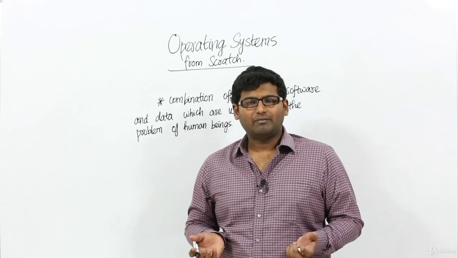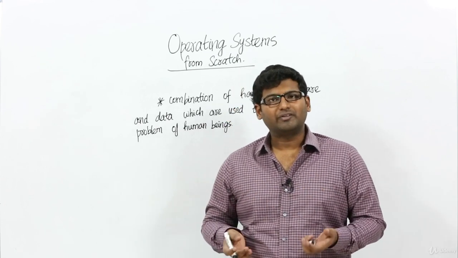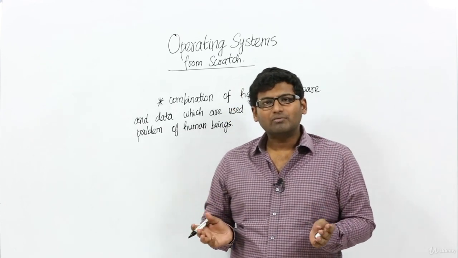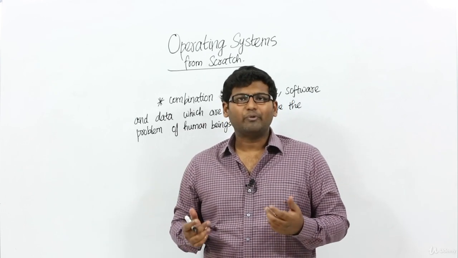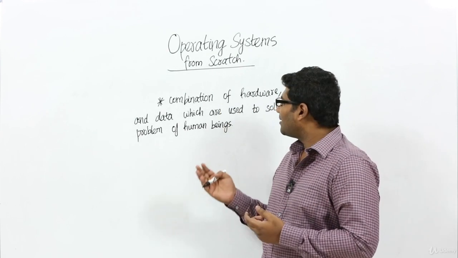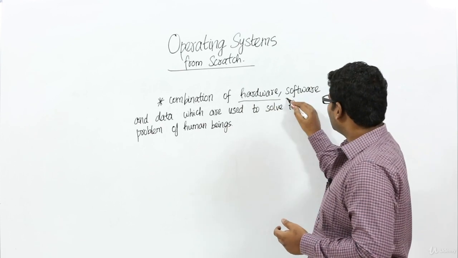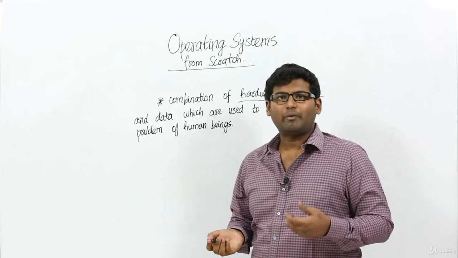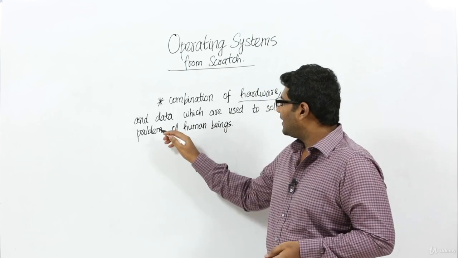For example, I want to access a web page, it's a problem. I want to edit my photograph, it's a problem. All these are problems of human beings. Now, in order to solve these problems, we use a computer system. By saying we use a computer system, I mean we use some hardware devices, some software. Software is nothing but programs. Software and programs both mean one and the same. And data.